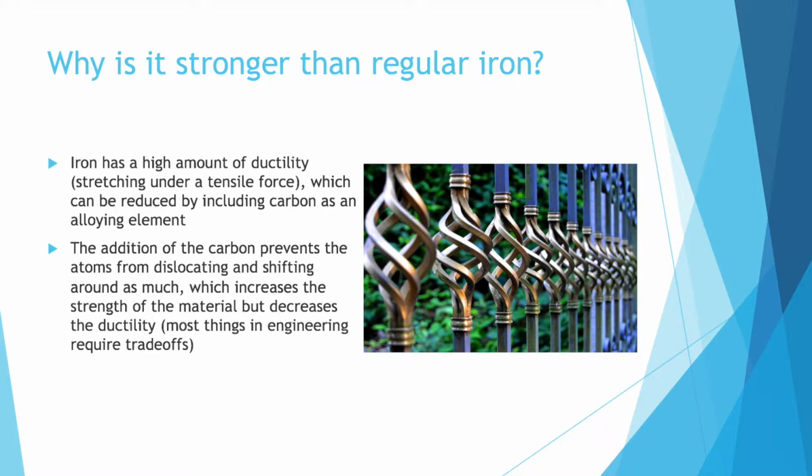Well, normally, iron has a high amount of ductility, that is, stretching under the tensile force, which can be reduced by including carbon. So adding that carbon prevents the atoms of the iron from dislocating and shifting around as much. It stops them from being all wibbly-wobbly. This increases the strength of the material, but it also decreases the ductility. Most things in engineering have trade-offs like this.